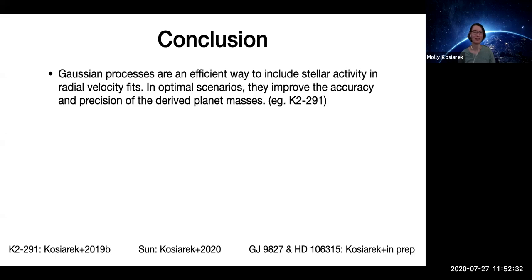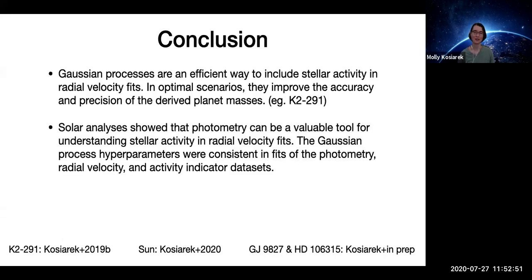First, Gaussian processes can be efficient ways to include stellar activity in radial velocity fits. Our K2-291 work showed that in optimal scenarios, they can improve the accuracy and precision of derived planet masses. Our work with the solar datasets showed that photometry can be a valuable tool for understanding stellar activity in radial velocity fits, especially when photometry is taken at high cadence. In our direct comparison, the Gaussian process parameters were consistent fits to the photometry, radial velocity, and activity indicator datasets for most of the years.